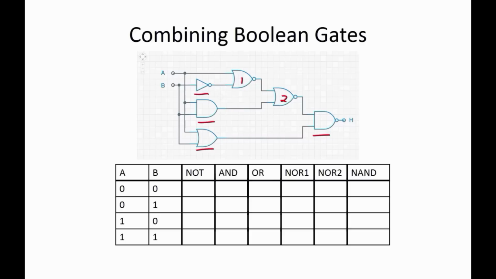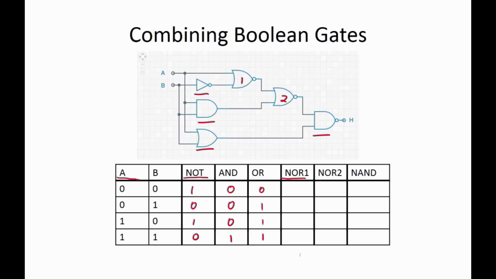We know that the output of the inverter is the complement of B. The AND and OR gates use the A and B inputs directly, so since we just reviewed what AND and OR gates produce, we can fill in these columns as well. Next, we want to see what our first NOR gate produces. Its inputs are A and the complement of B. We walk through each of the input combinations and determine the corresponding output for that gate.